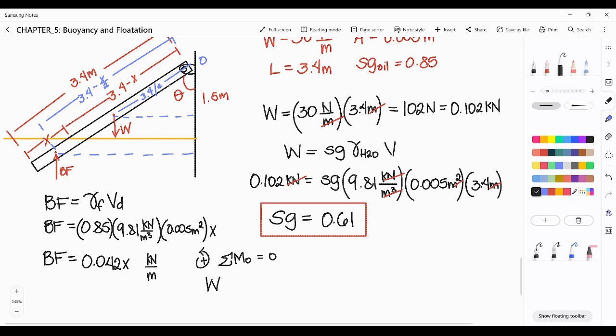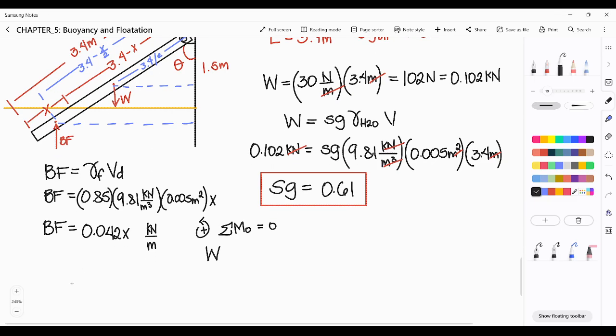Tapos, ano yung perpendicular distance niya? We need this. Anong trigonometric function? We need the opposite of the angle and the hypotenuse. So, that would be sine. Lagay lang natin dito para mas maganda. So, sine of theta is equal to, opposite is this one.